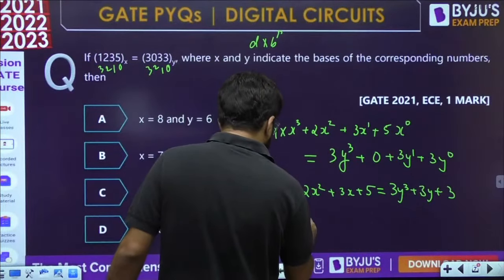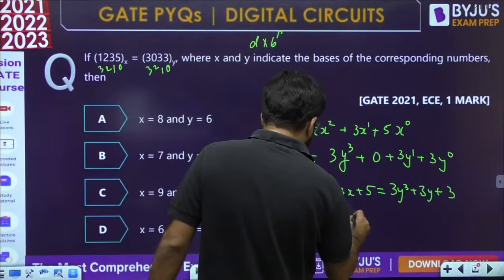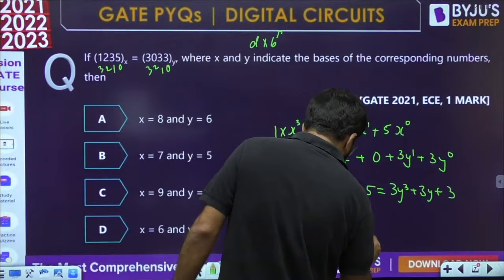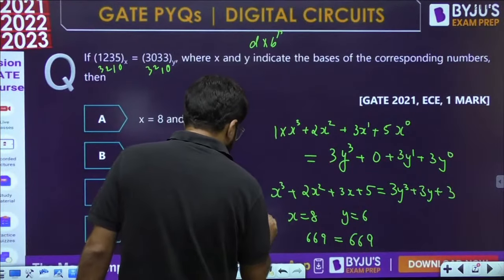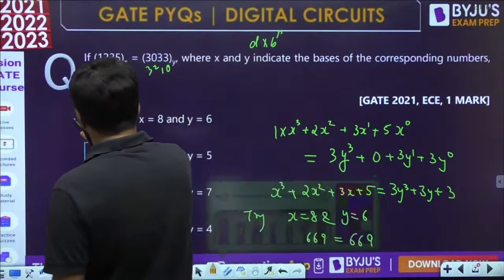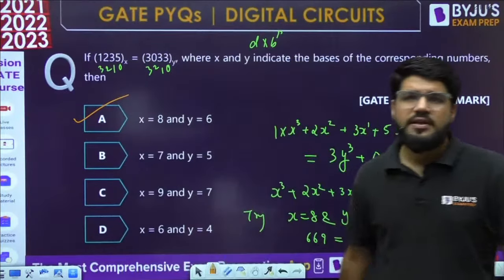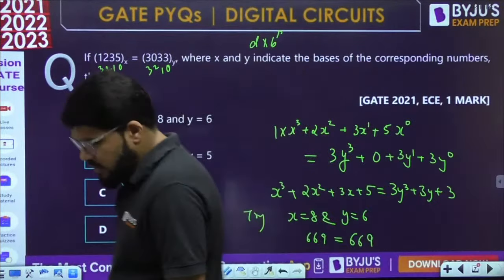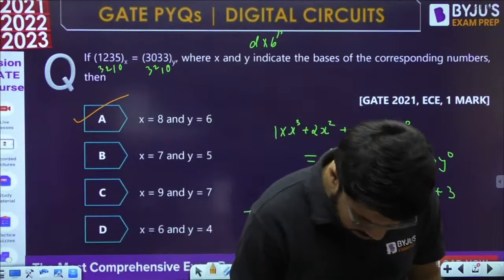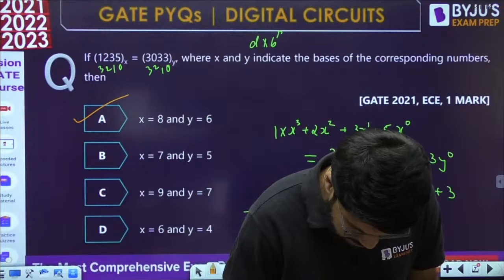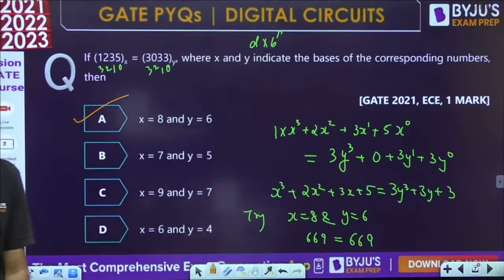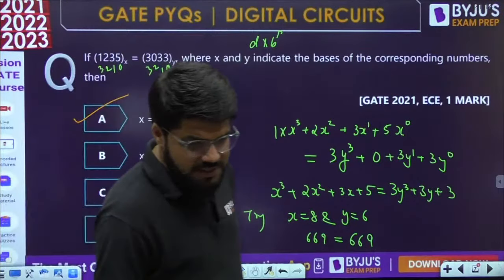Option number A, if I try, I get 669 on both the sides. So option number A itself is the correct answer, dear. Yes, very good evening, everybody. Keep sharing the session with all your friends. Correct, Akansha. Option number A is the correct answer.